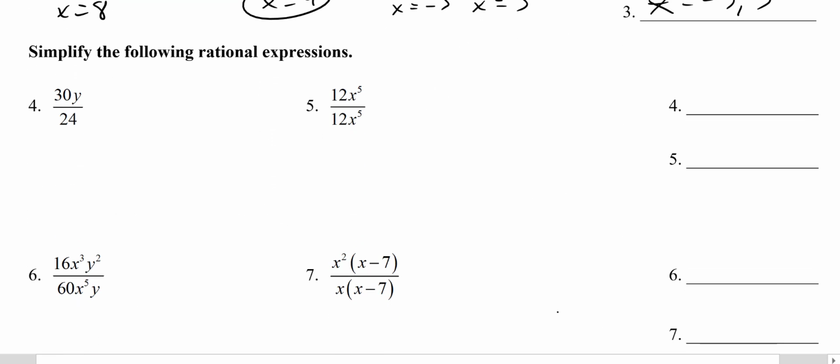Moving on, simplify the following rational expression. You can put this in your calculator to simplify the fraction part. Like 30 over 24 reduces, using the fraction button, to 5/4. If you know that 6 goes into 30 5 times and 6 goes into 24 4 times, even better.